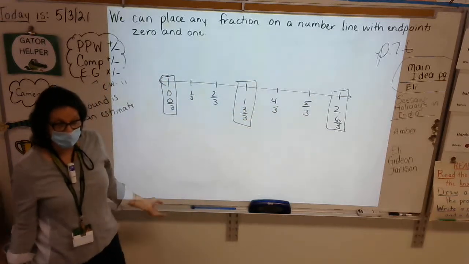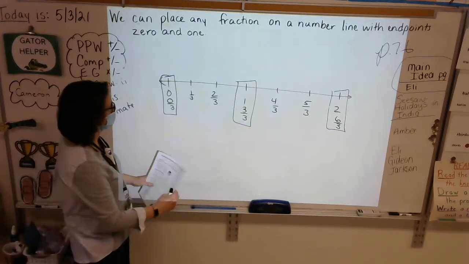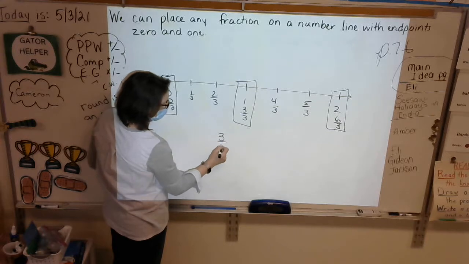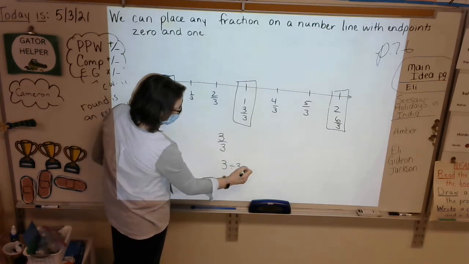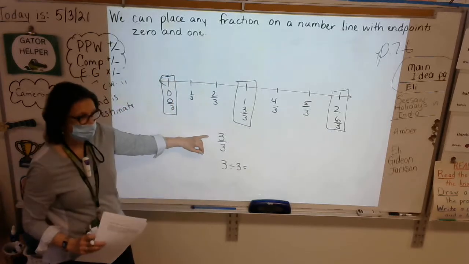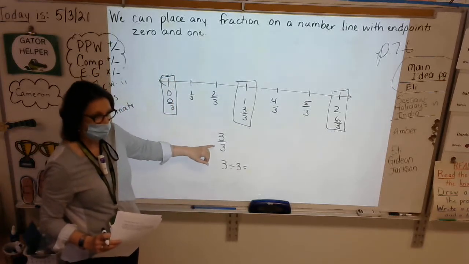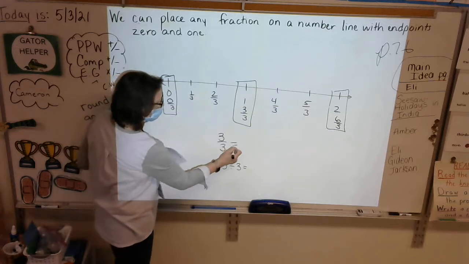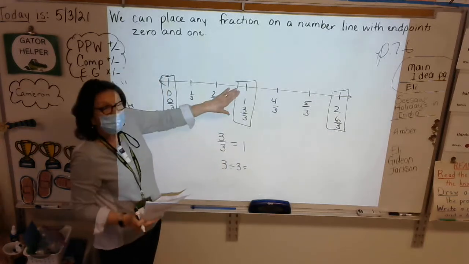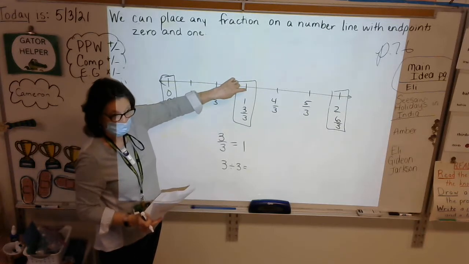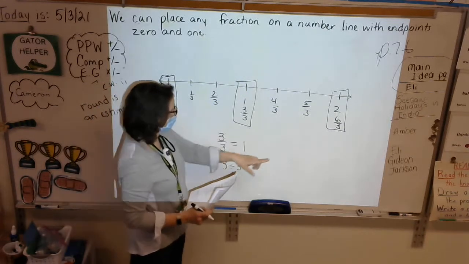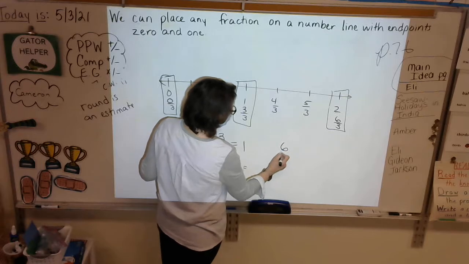Now we just learned that we can say a fraction is a division sentence. So I can say 3/3 is the same as 3 divided by 3. So let's say it, class. 3 divided by 3 equals 1. Very good. And we proved it with our picture because 3/3 is at the whole number 1 on the number line.